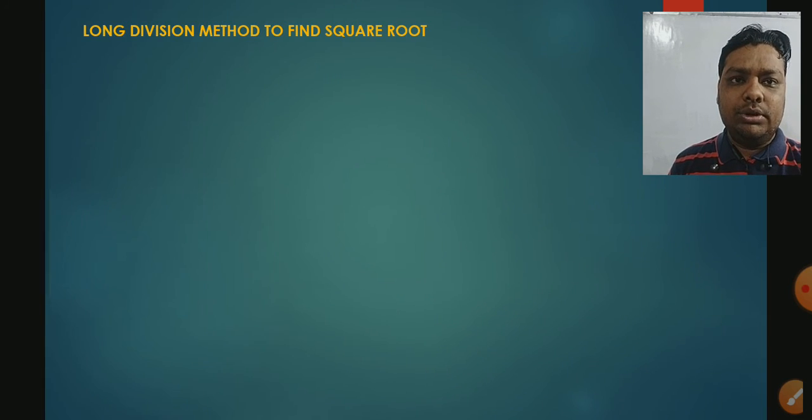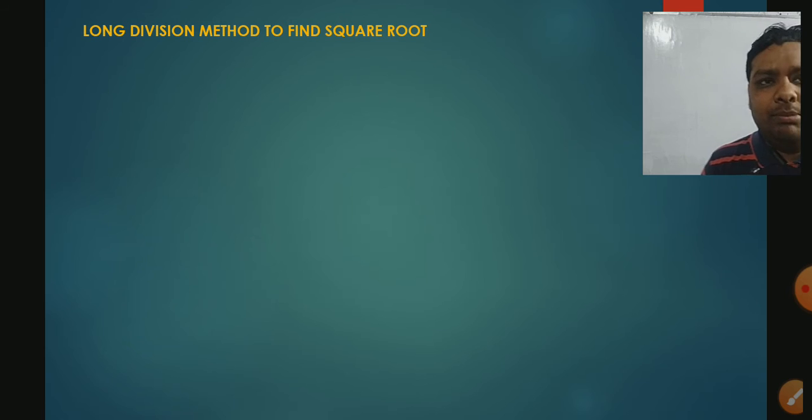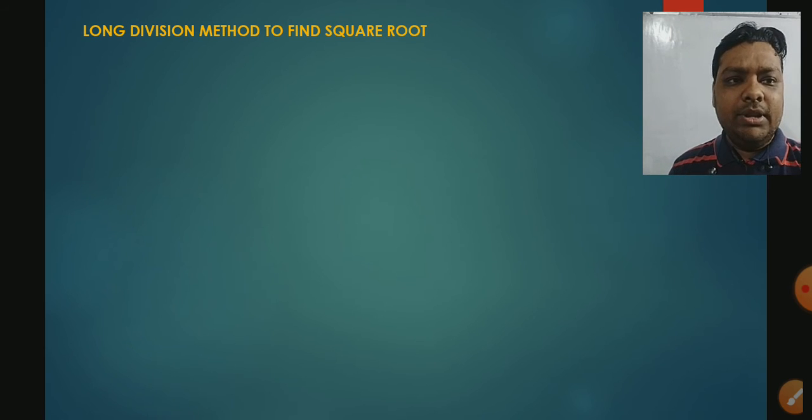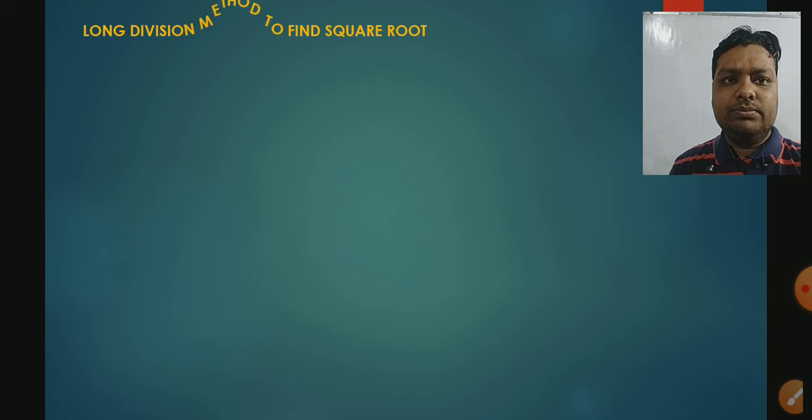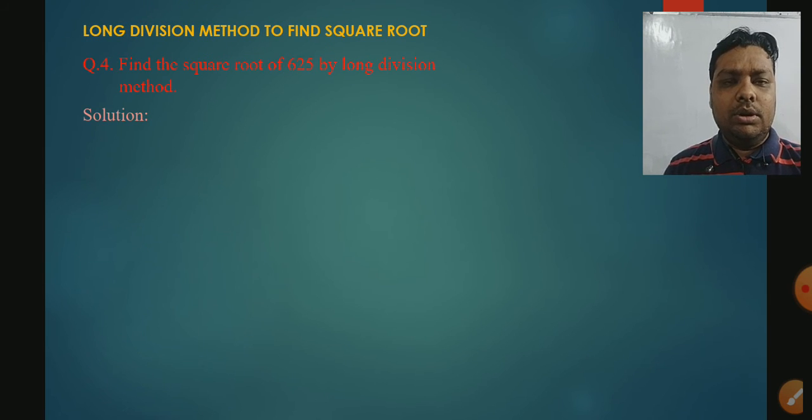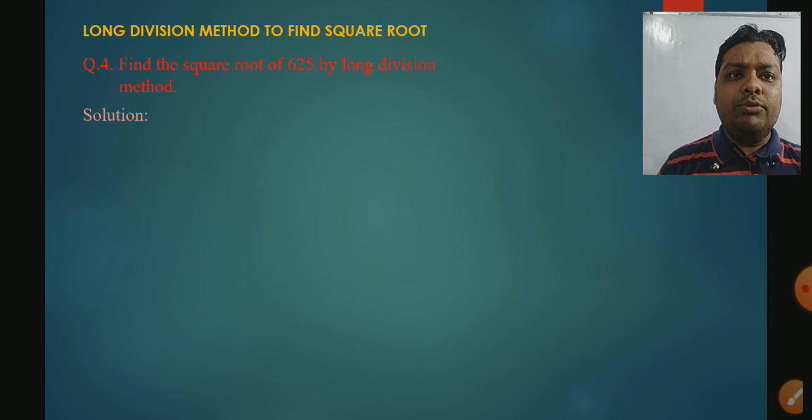Now students, the long division method to find square root. This is a very important method. Now let's see. Question 4: here you can see we have to find the square root of 625 by long division method, not by prime factorization method. You have to see the heading carefully, what the question is asking.